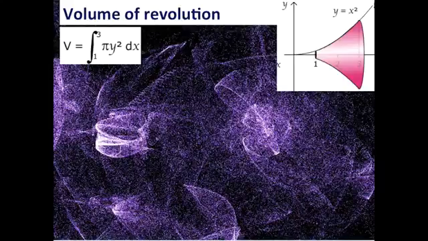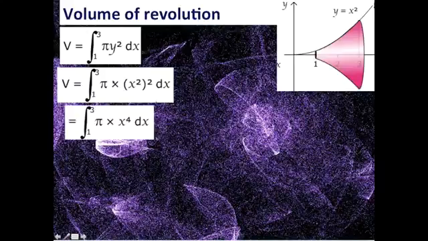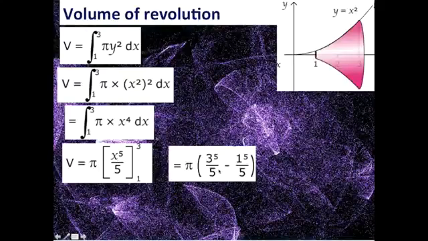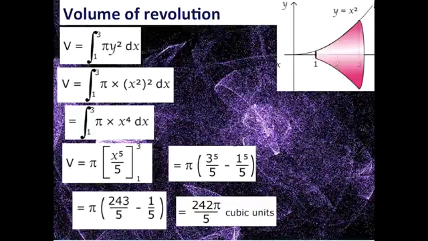So this first question, we've got y equals x squared, just using the formula for finding the volume between 3 and 1. We're going to find the definite integral of pi y squared. Y squared in this instance is x squared squared, which is going to give you x to the power 4. And again, just using the definite integral, we can substitute in, and that's going to give us a solution of 242 pi over 5 cubic units.